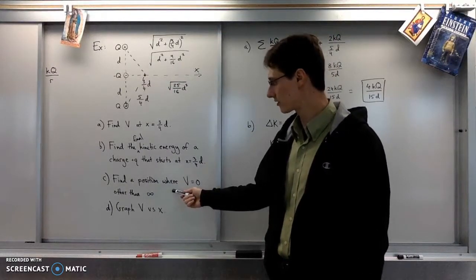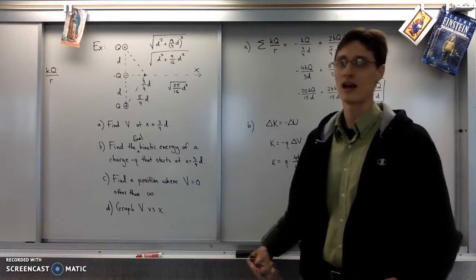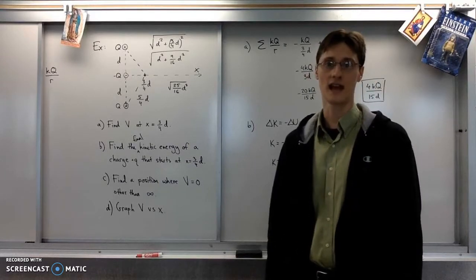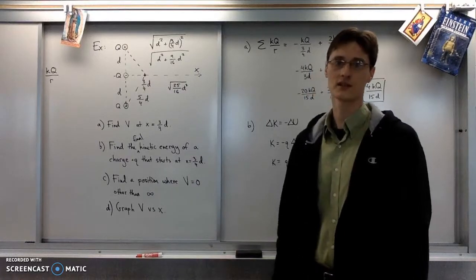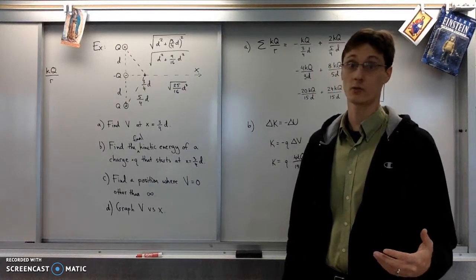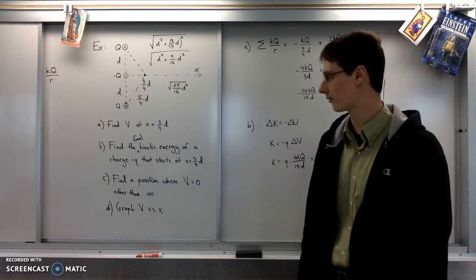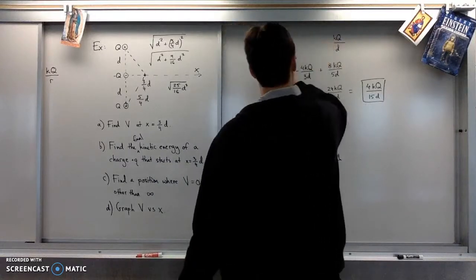What we'll do in parts C and D is look at the potential as a function of position along the x-axis. And C in particular is going to want to know, is there a position where the potential is 0, other than infinitely far away? All right, well, let's make some room for all that stuff.